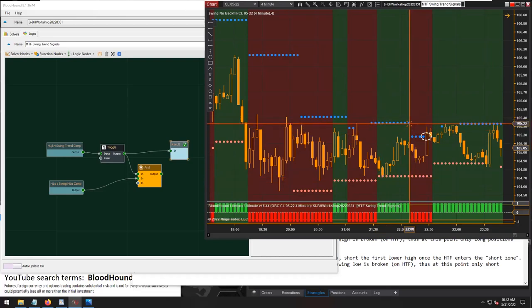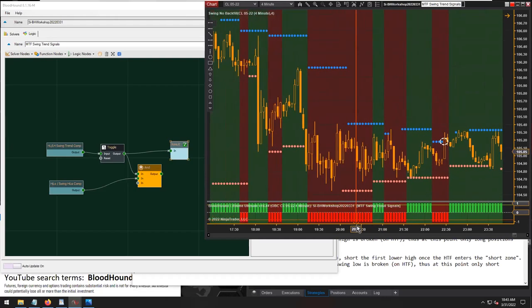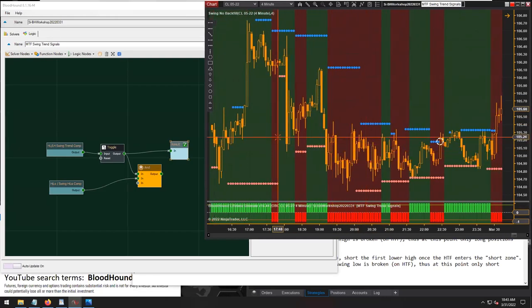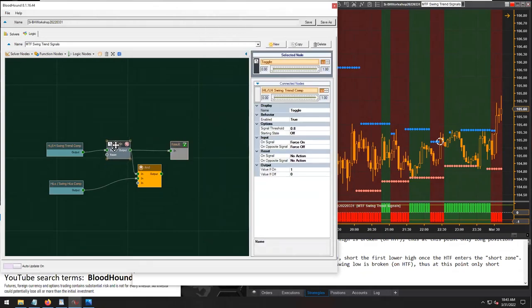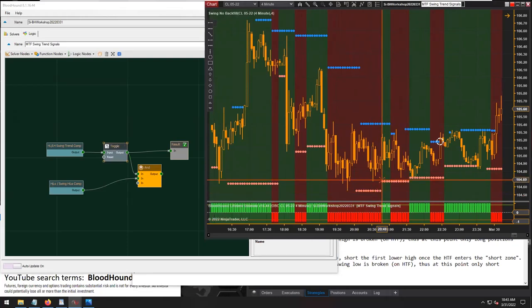And then we got a lower high again. So as price is consolidating and tightening up, we're getting all of this choppy back and forth of uptrend, downtrend, uptrend, downtrend. So we need to adjust our toggle node here so that it's not flip-flopping every single time.